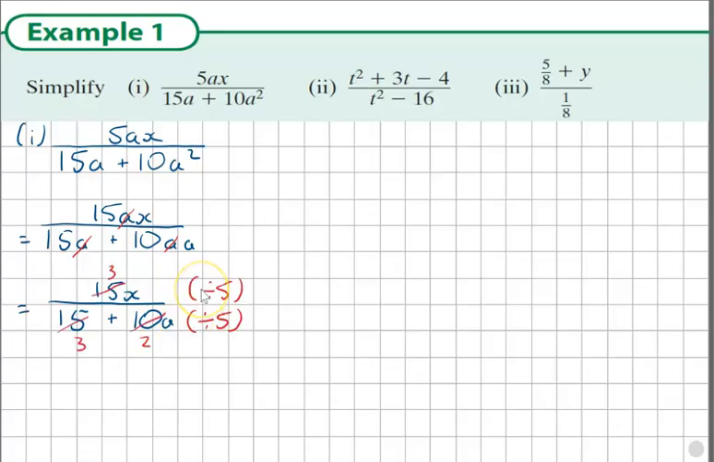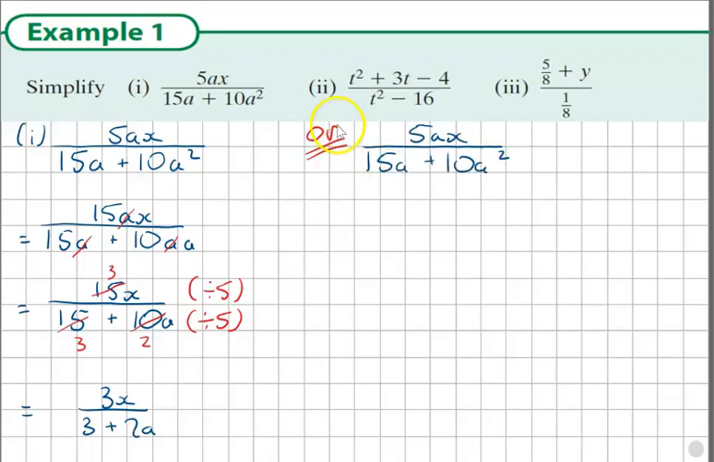So I can divide 5 into the top and 5 into the bottom. And remember, when you're simplifying fractions, what you do to the top, you do to the bottom. What you do to the bottom, you do to the top. 15 divided by 5 is 3. 10 divided by 5 is 2. So you get x over 3 plus 2a.